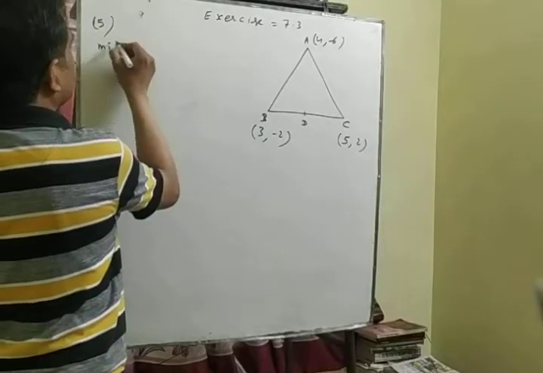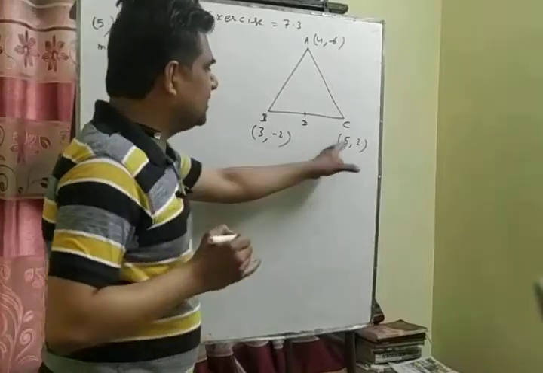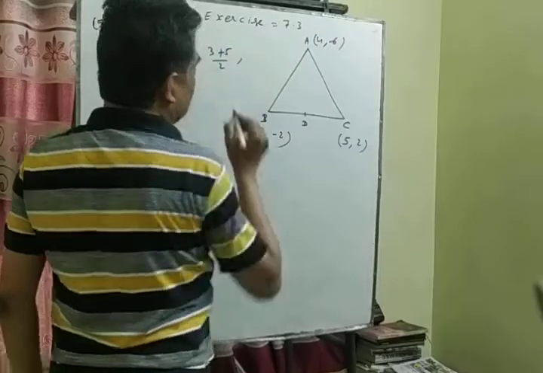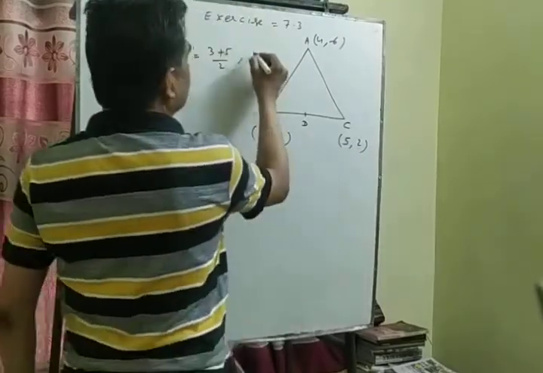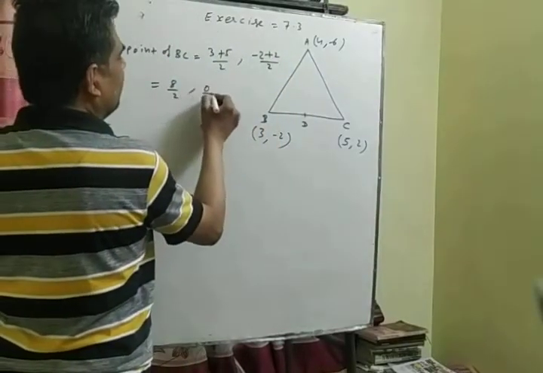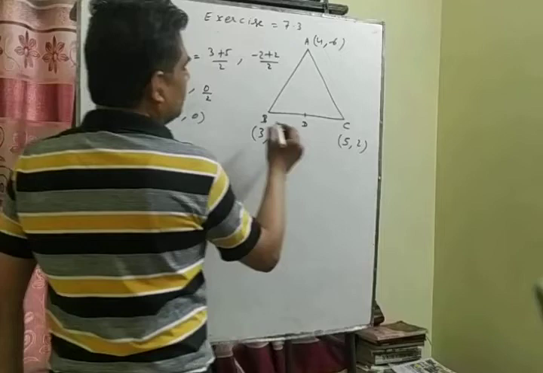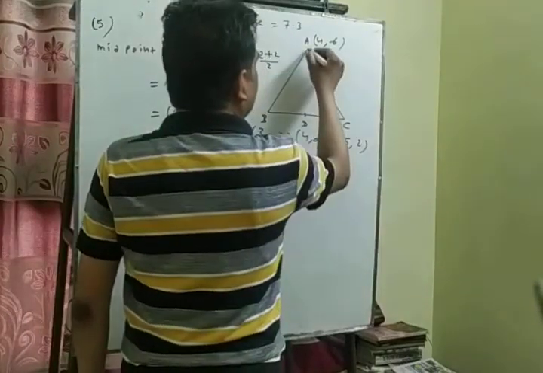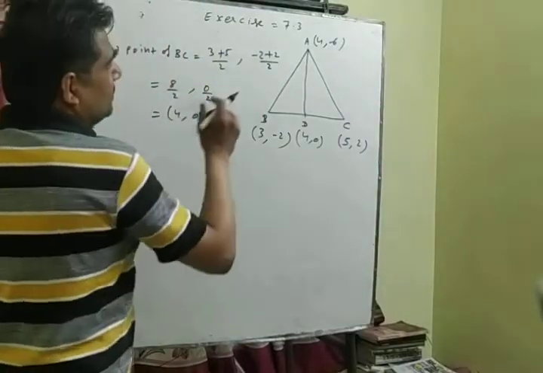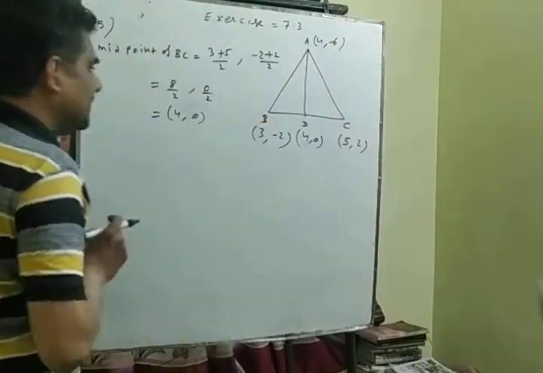Midpoint of BC is equal to 3 plus 5 by 2, comma, -2 plus 2 by 2, that is 8 by 2, 0 by 2, that is 4 0. Now join AD. After joining AD, we have two triangles ABD and ADC. Firstly, we find the area of ABD.